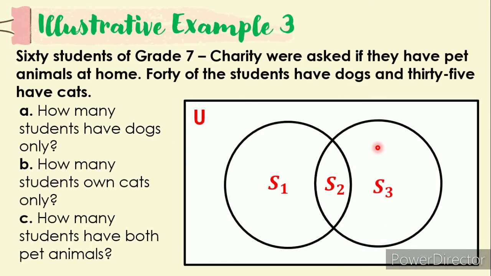Next, let's have example number 3. 60 students of grade 7 charity were asked if they have pet animals at home. 40 of the students have dogs and 35 have cats. The questions are, first, how many students have dogs only? Next, how many students own cats only? Lastly, how many students have both pet animals?